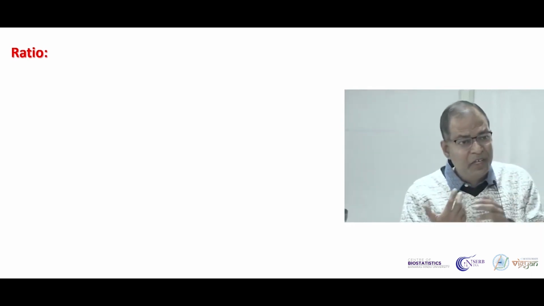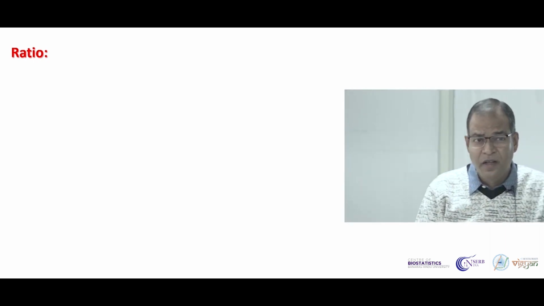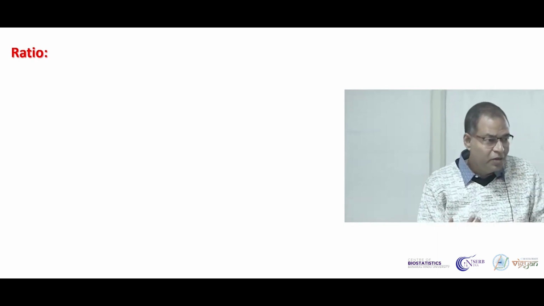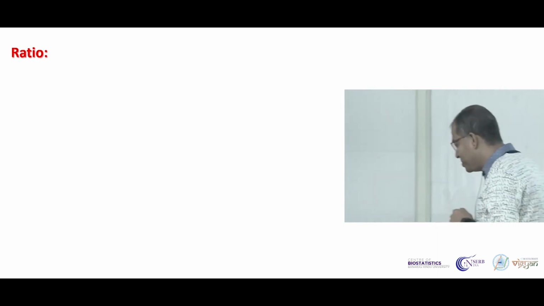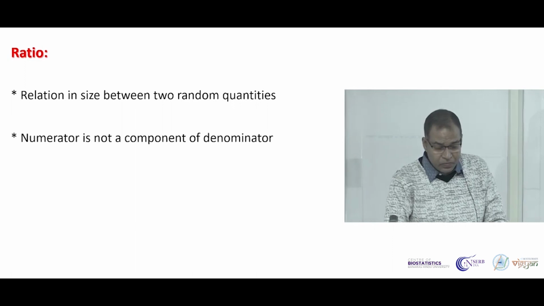Total number of males divided by total number of females. RBC, WBC ratio in our blood: total number of red blood cell count divided by total number of white blood cell count, right? So these are all examples of ratios. A ratio is the relation in size between two random quantities.